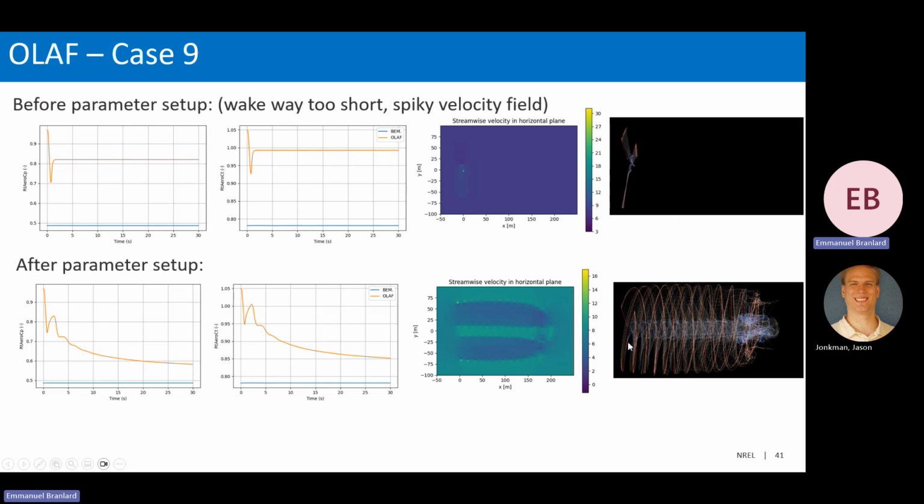One of the parameters that is important for OLAF is how long your wake is. In this case 9, the idea behind it, if you run it, is you run the Python script, it tells you how to change your OLAF input file. You change the OLAF input file, you rerun the simulation, and then at the end, you can see that it takes time, but the power coefficient goes to some more reasonable value. Your wake looks longer. And yeah.